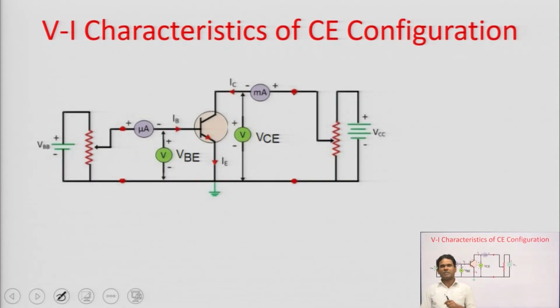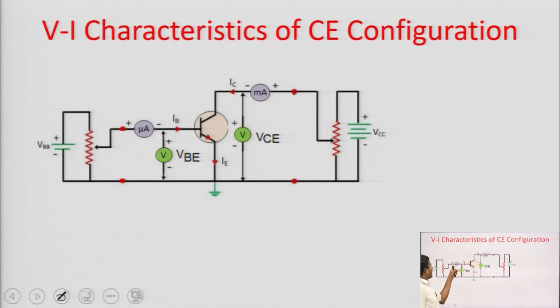Now, I am going to discuss the VI characteristics of common emitter configuration. To draw the VI characteristics, this means input and output characteristics of common emitter configuration, we need to design an experimental circuit. This is the experimental circuit of common emitter configuration, and we need to connect 4 meters: 2 meters for the input parameters and 2 meters for the output parameters. That is 2 voltmeters and 2 ammeters.